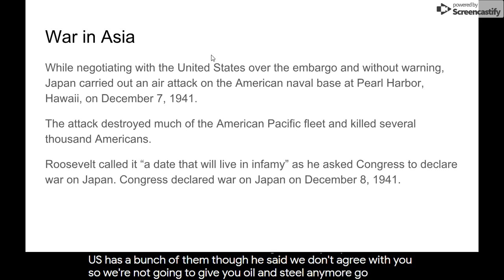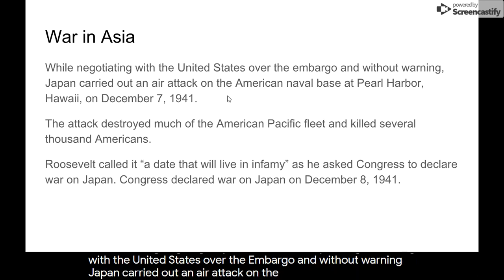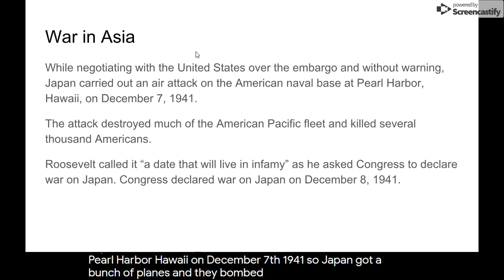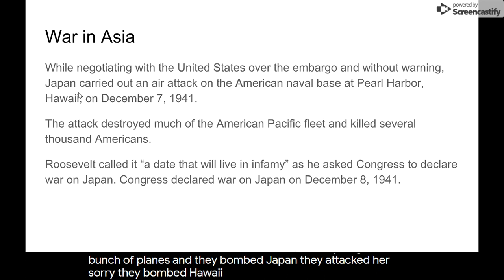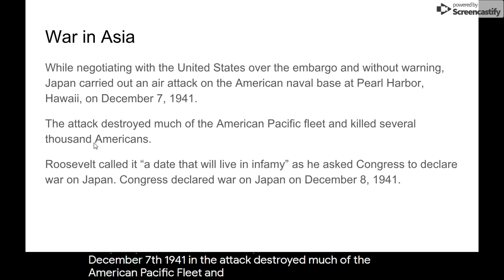And while negotiating with the United States over the embargo, and without warning, Japan carried out an air attack on the American naval base at Pearl Harbor, Hawaii, on December 7th, 1941. So Japan got a bunch of planes and they bombed Hawaii. So Japan attacked Hawaii on December 7th, 1941. And the attack destroyed much of the American Pacific Fleet and killed several thousand Americans.